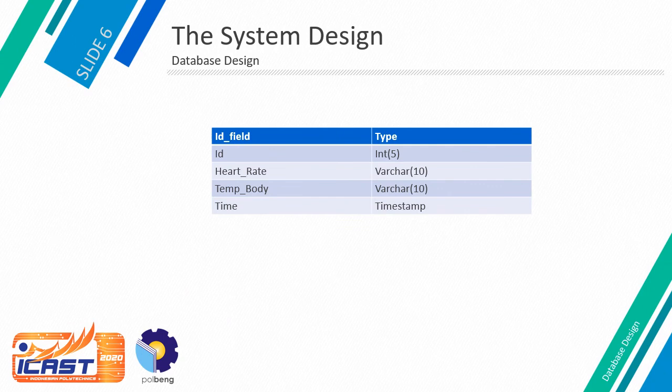This is the part of database design. In database design, we only use one table to store data on heart rate and body temperature.